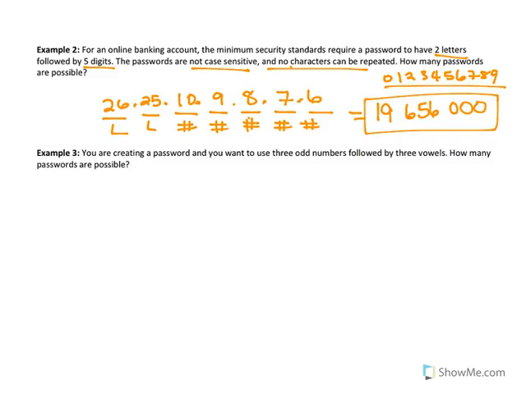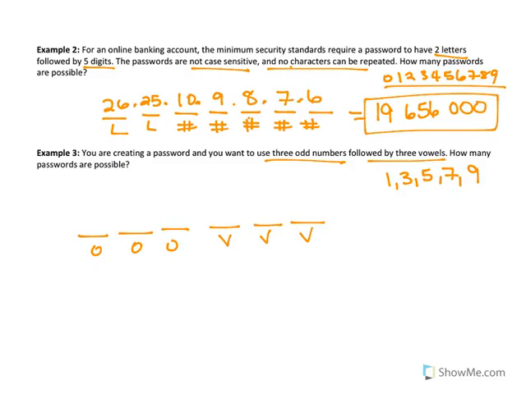Okay, you're making a password and you want to use 3 odd numbers, 3 vowels. How many passwords are possible? So we have 3 odds and then 3 vowels. So our odd numbers are 1, 3, 5, 7, 9. And our vowels are A, E, I, O, U. So there's 5 vowels and 5 odd numbers.